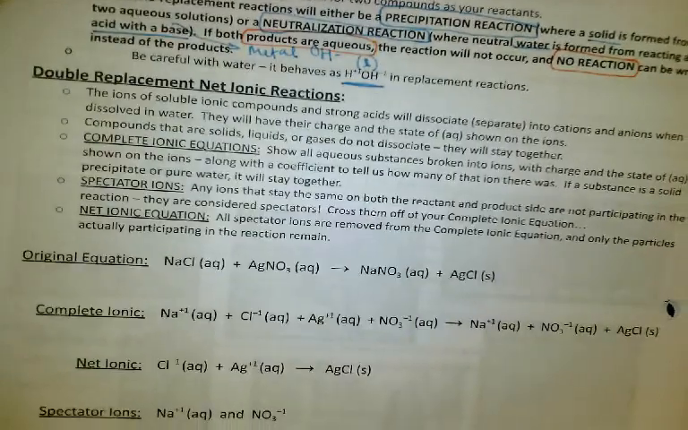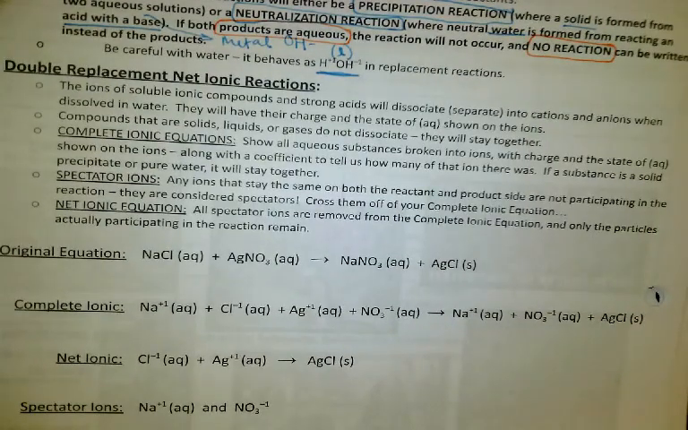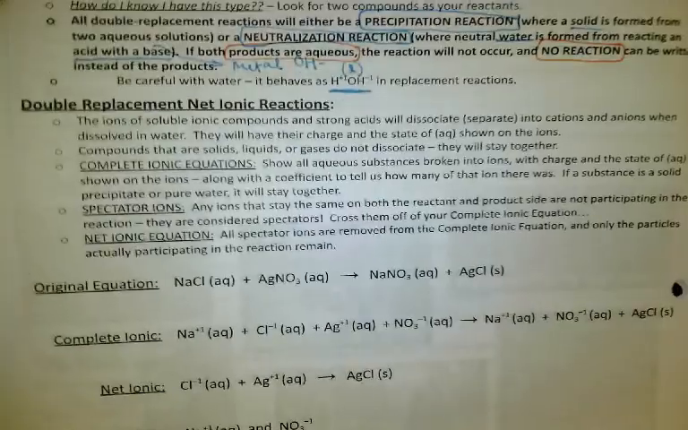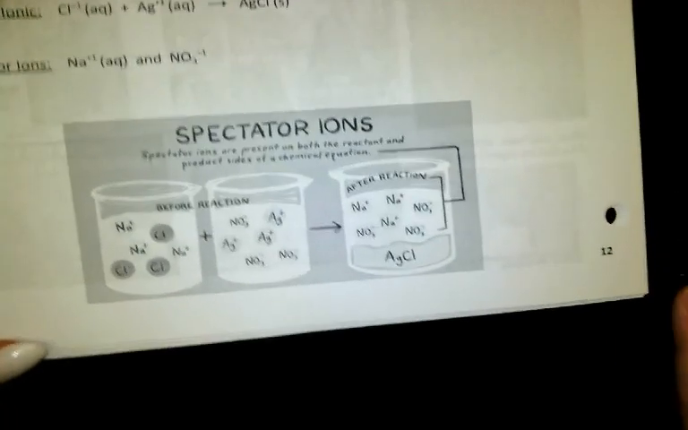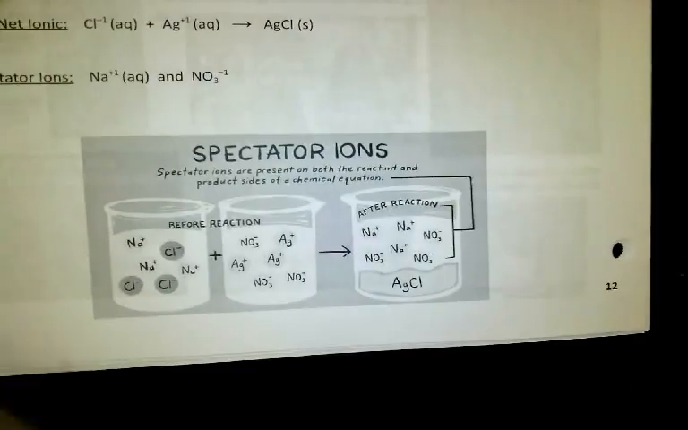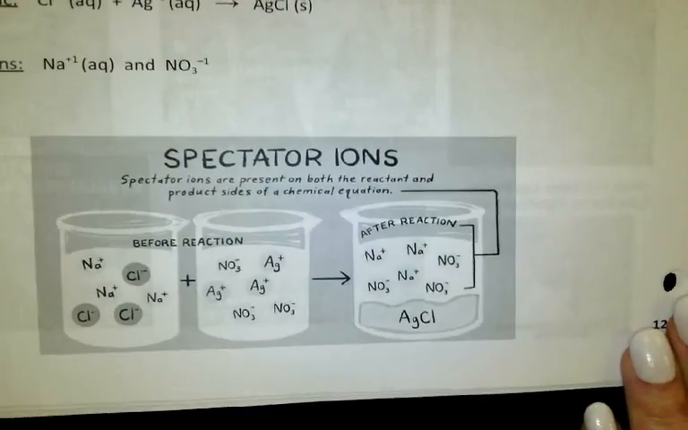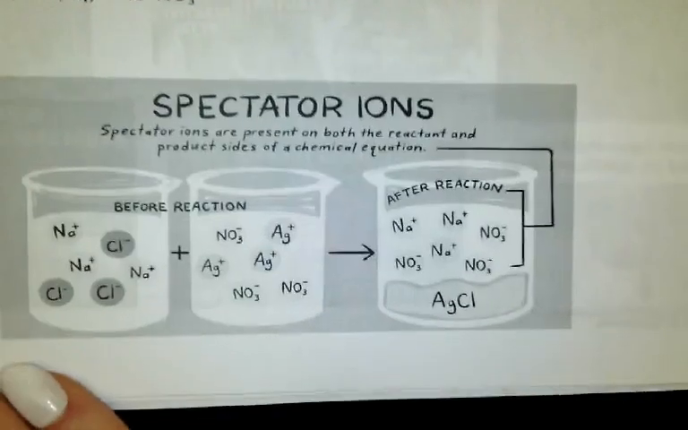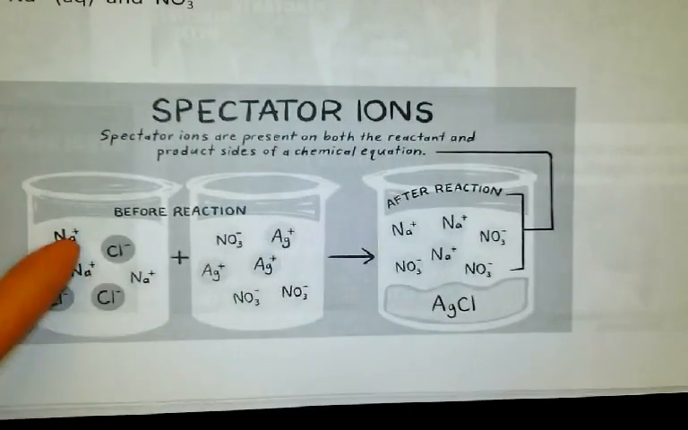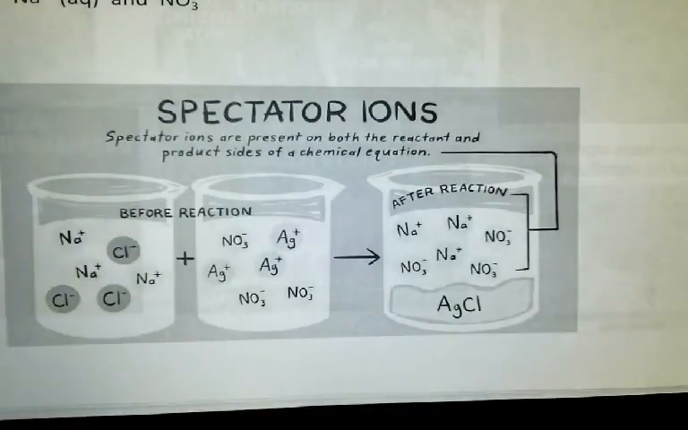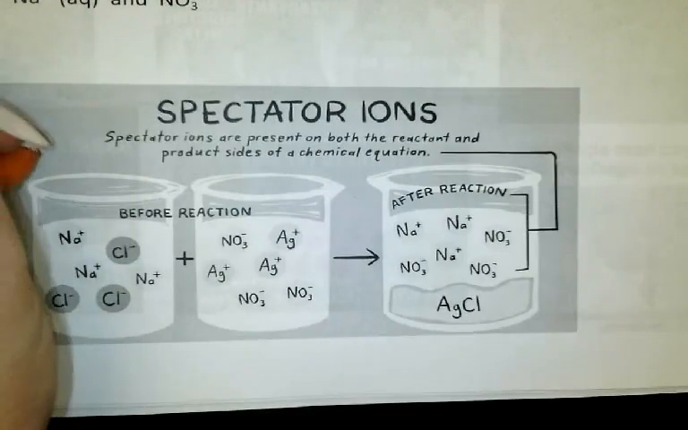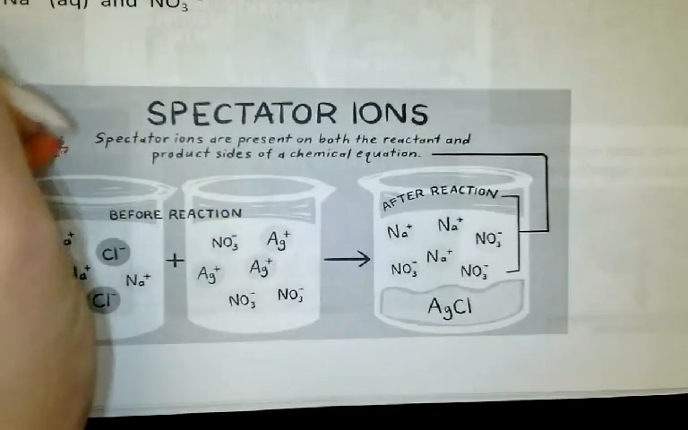Now, let's talk about net ionic equations, okay? So, this is basically what is happening. I'm going to scroll down. This is basically what is happening in a reaction, okay? So what's happening here is that we have our reactants and products. So basically what happens is you have solid sodium chloride, that's table salt, right?